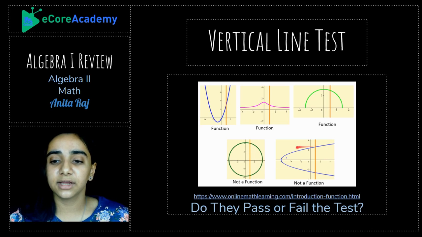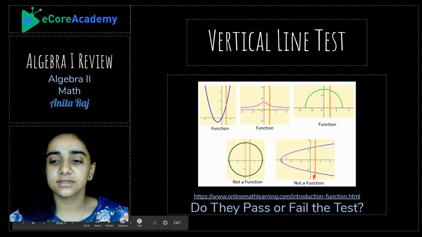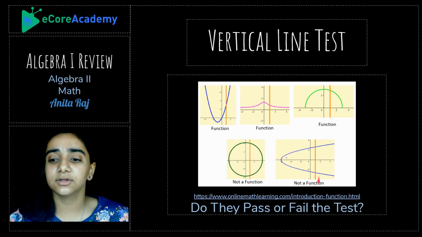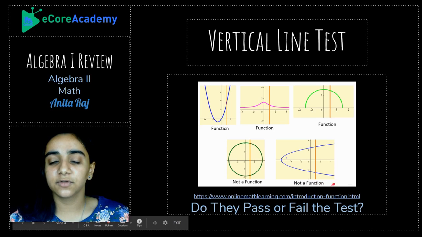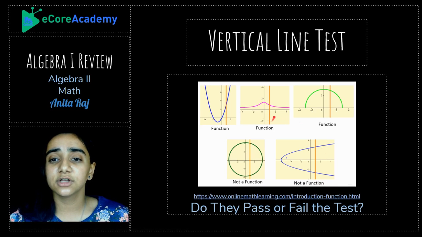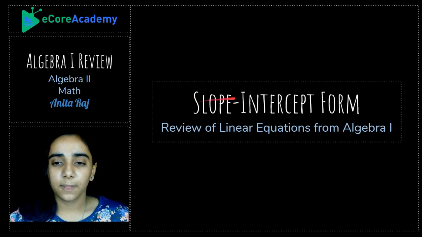Let's look at this. This is a hyperbola, a parabola lying on its side. So we conduct the vertical line test. Look at this vertical line they've given us. It hits the parabola at two different points. The x value right here corresponds with two different y values. So this is not a function. So do they pass or fail the test? That's pretty much what you're asking yourself when you're conducting these vertical line tests to determine if the graph is a function.